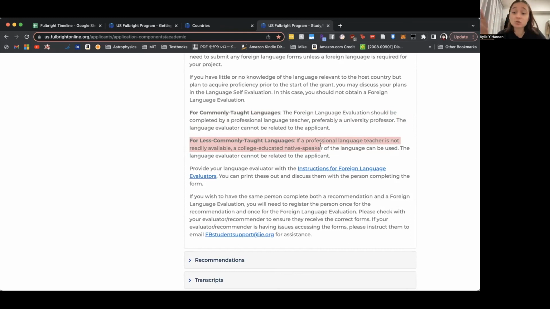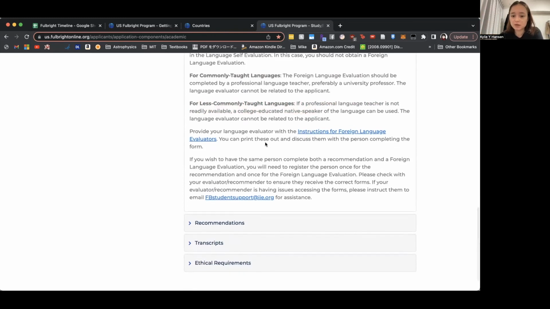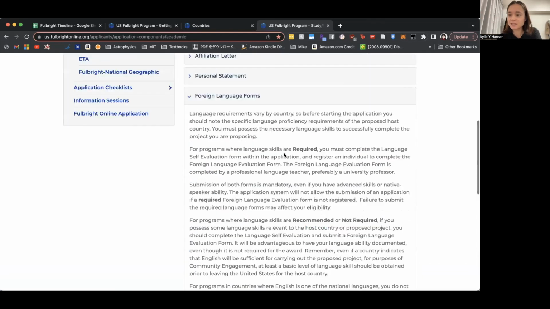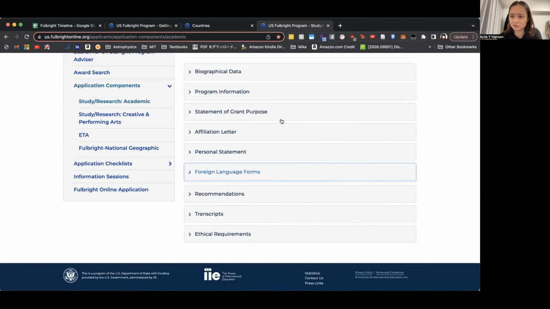So, for example, for Japanese, if your university does not have language classes for Japanese, you can go to a native Japanese speaker and ask them to fill out this form. Yep. So there are specific instructions for that. And they will submit the form, I think. You don't have to submit it.